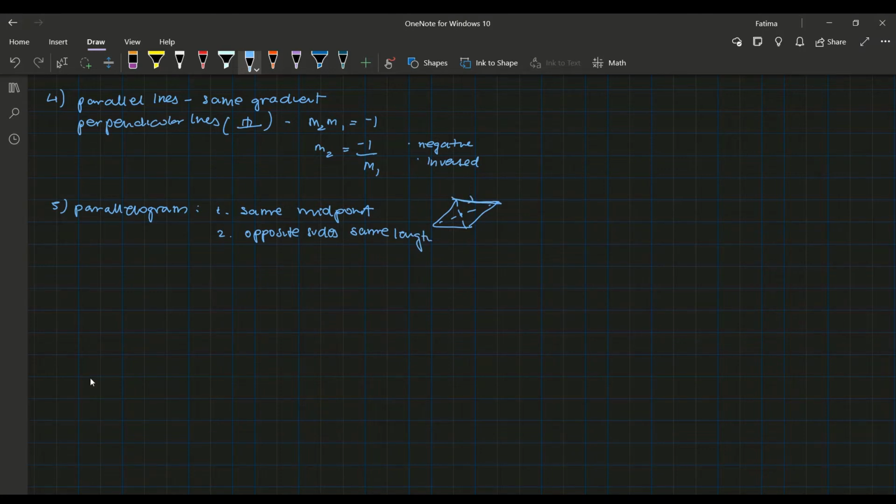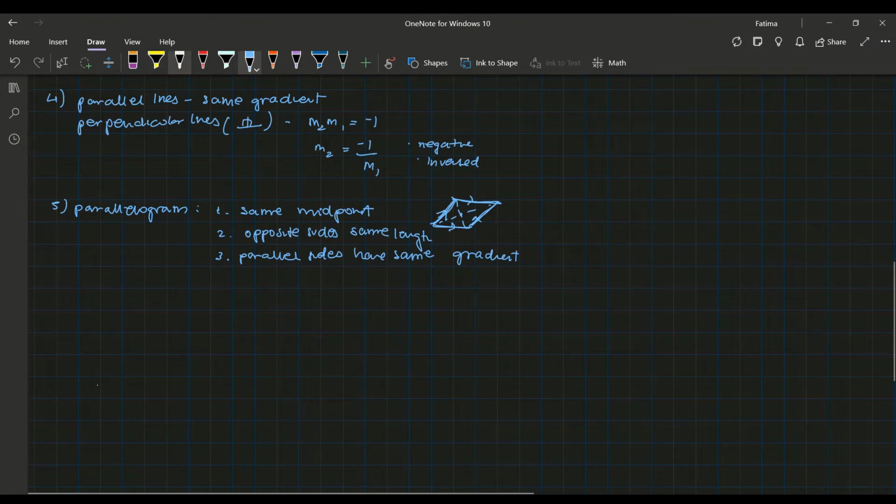So this line and this line, basically the parallel lines, will have the same length. And because this line and this line are also parallel to each other, they will also have the same length to each other. And another thing is that because they're parallel, they will have the same gradient, as we discussed earlier, that parallel lines have the same gradient. So now we'll be moving on to some questions.